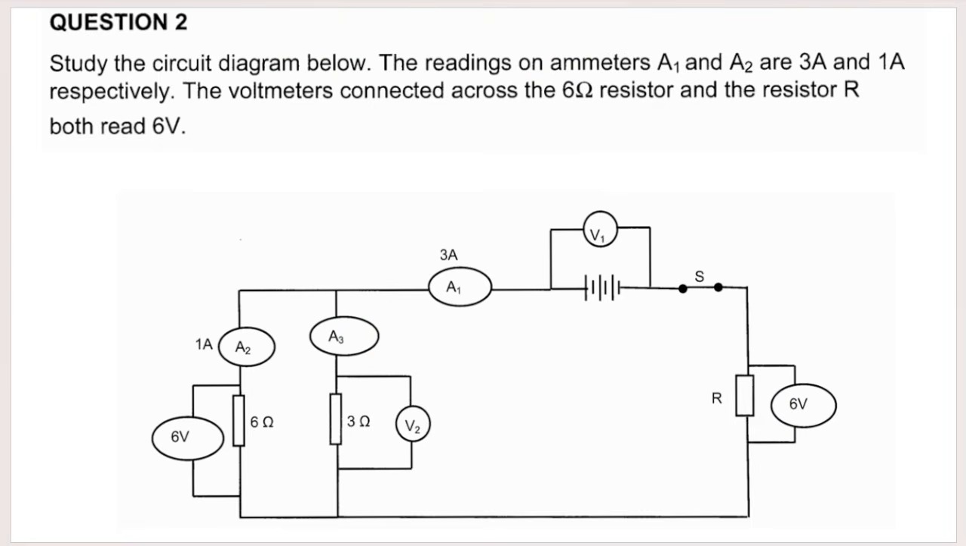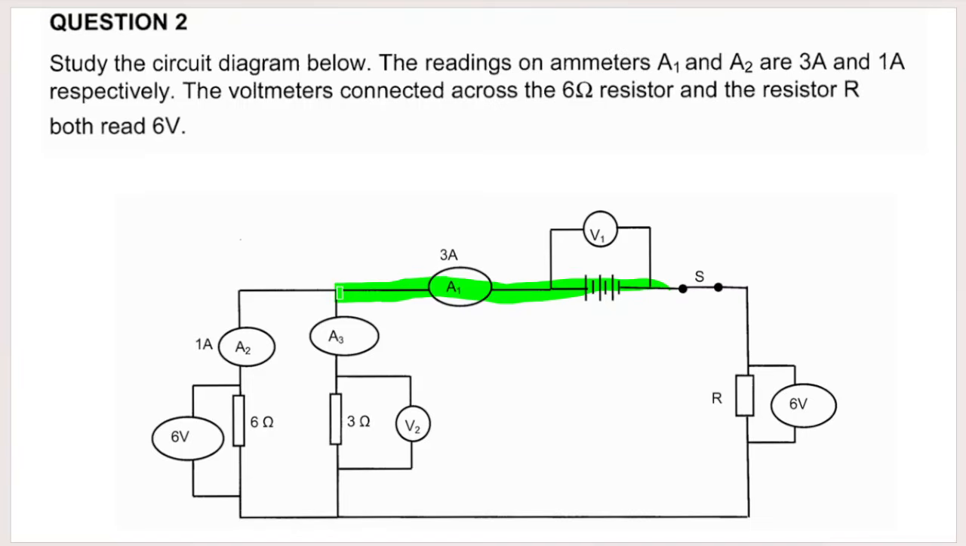So let's tackle our first past paper question. This one comes from that same paper that we did the multiple choice question from. So we've got: study the circuit diagram below. They give me ammeters A1. Now, let's just take a look at the circuit. We've got the battery. The total current will flow through the battery and the total current will flow through A1.